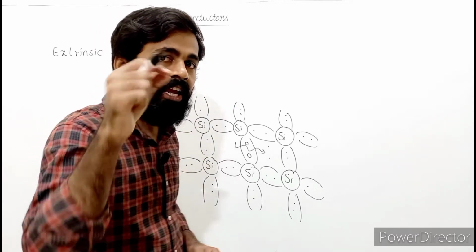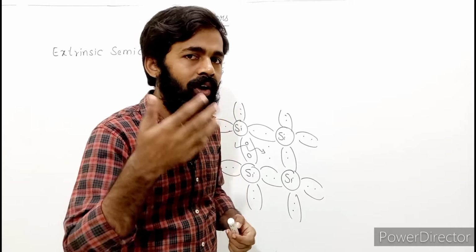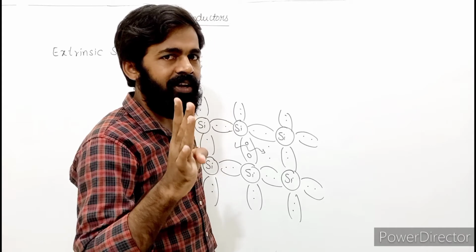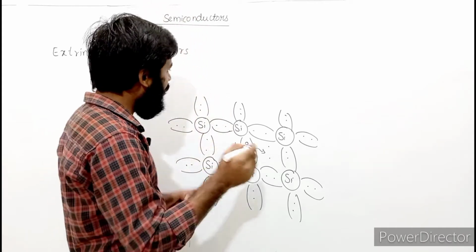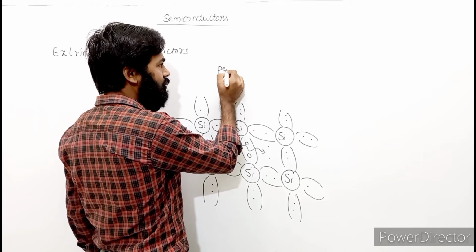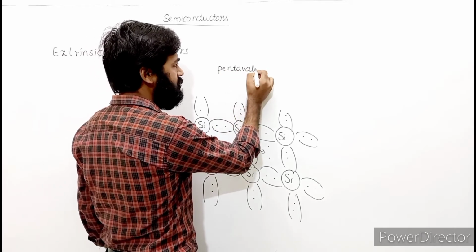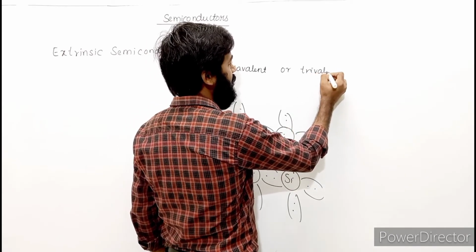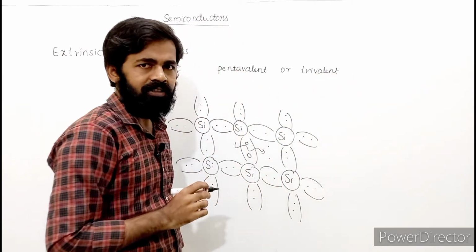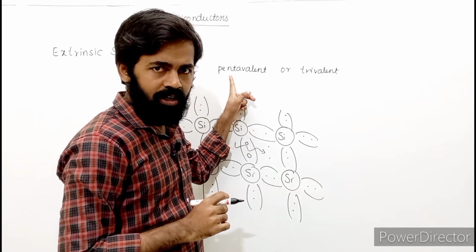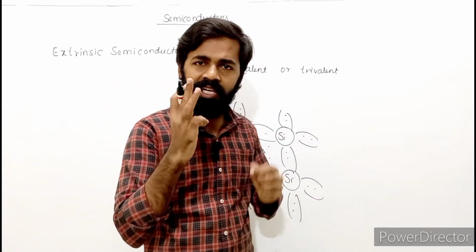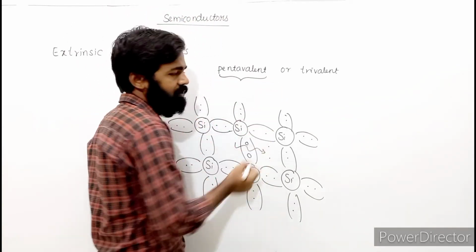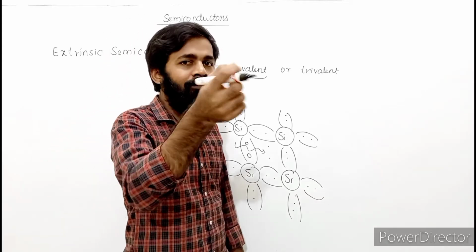Now if I add impurities, okay, what are impurities? Silicon is tetravalent, it means it shares how many electrons? 4 electrons. Now if I add pentavalent atoms, or if I add trivalent atoms. Pentavalent means having 5 electrons in the outermost shell. Trivalent means having 3 electrons in the outermost shell. Now let's see the first case. Okay, let's add pentavalent. What happens if I add pentavalent atoms?